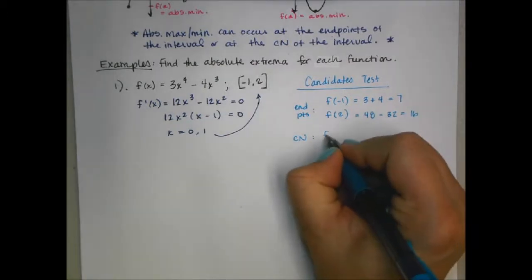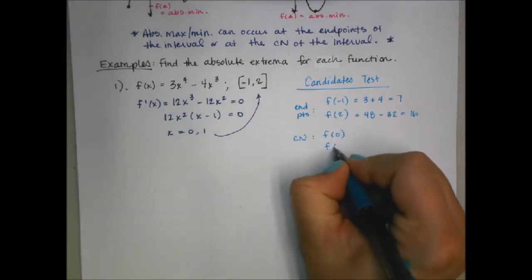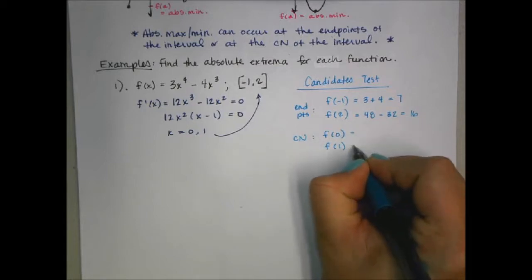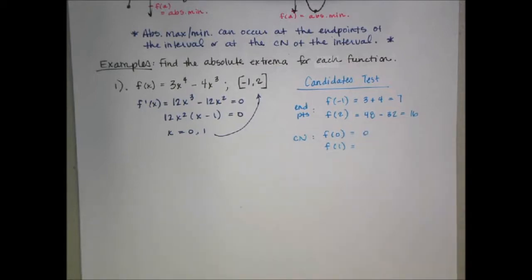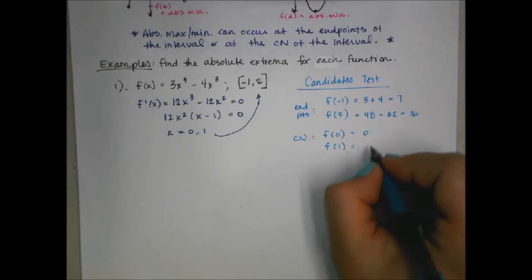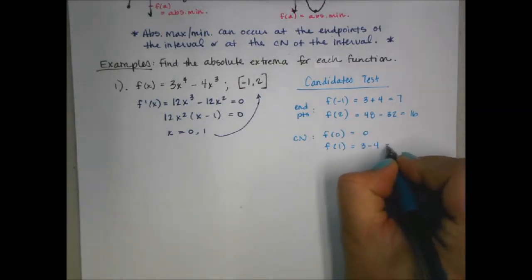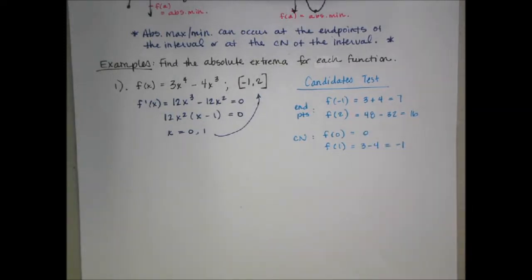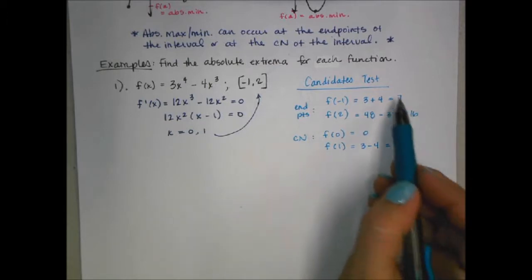So 0 and 1 both get plugged into the function. F of 0 is 0. If I plug in 1, we get 3 minus 4, which is -1. So I'm looking at my y values, all of my outputs.